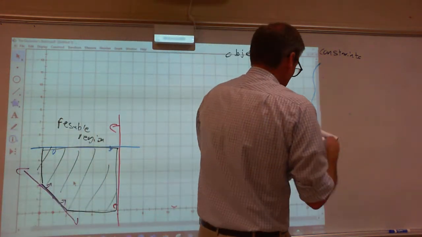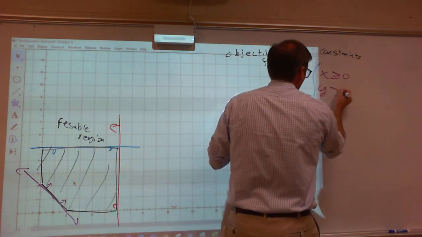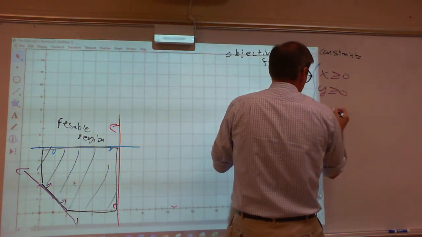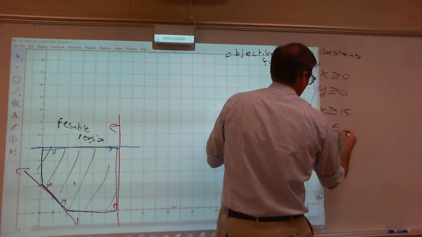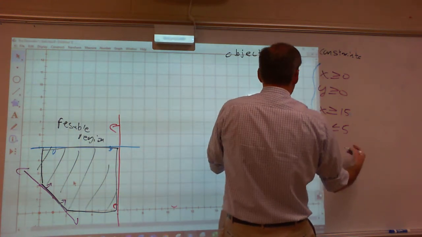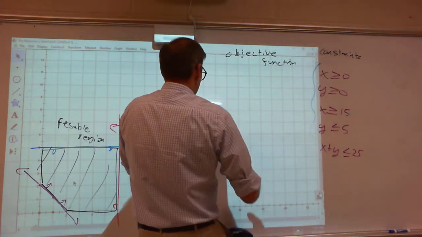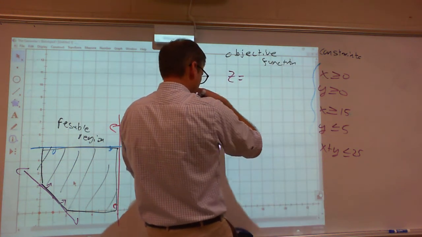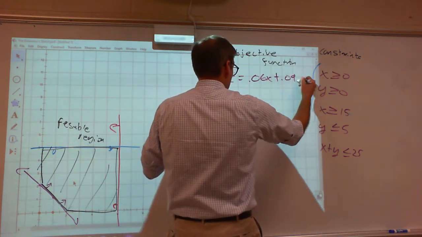So now I'm interested in x greater than or equal to 0, y greater than or equal to 0, because they're always there. Then I want x greater than or equal to 15, y less than or equal to 5, and x plus y is less than or equal to 25. And my objective function is going to be z equals 0.06x plus 0.09y.